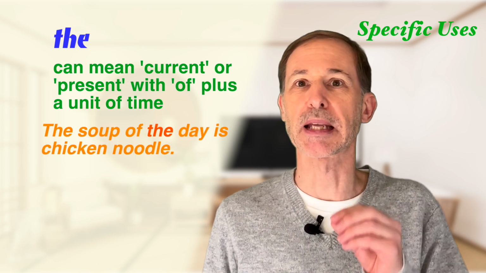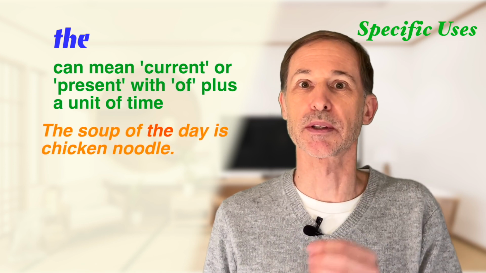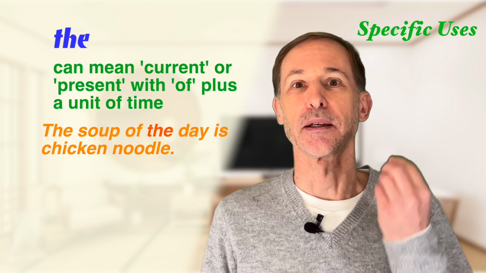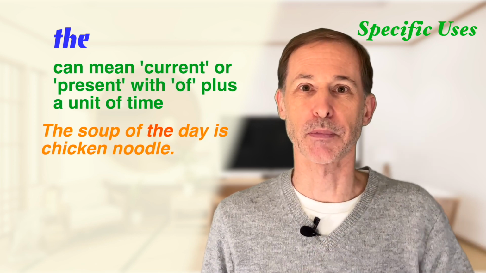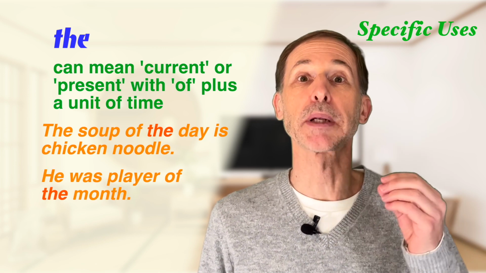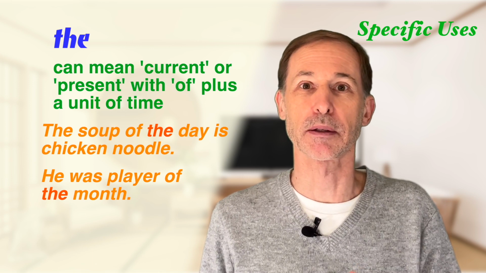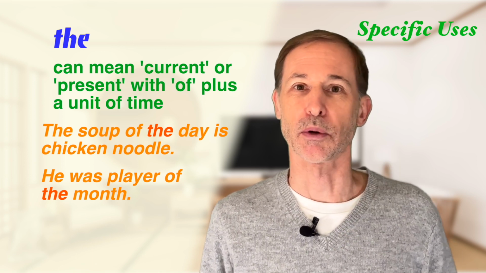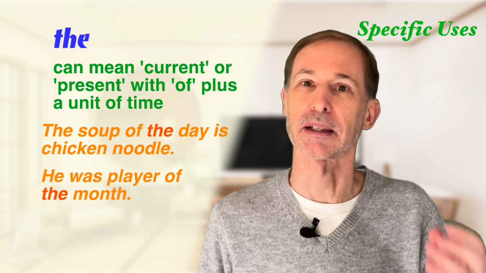And finally, the can also mean the current or present with a unit of time. The soup of the day is chicken noodle. So of the day, of the present day, or the current day. He was player of the month. So of this month, or the current month, or the month we're talking about currently.